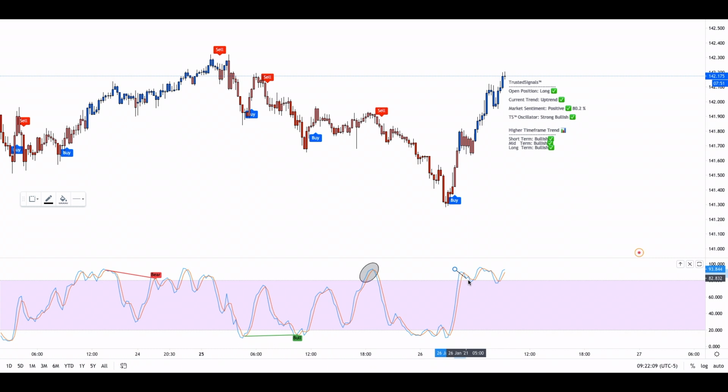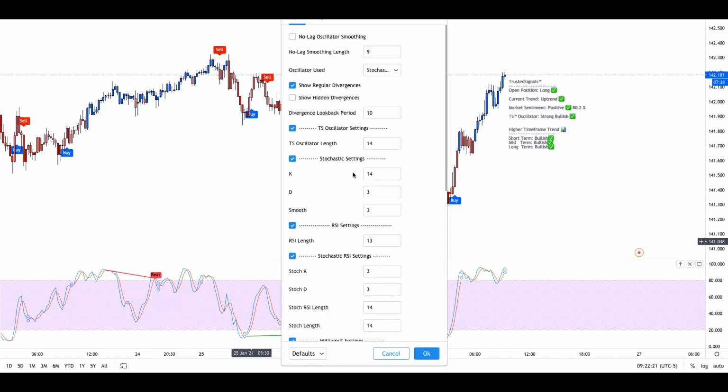The TrustedSignals Stochastic RSI already comes with the most optimal settings that our expert team could find. However, if you need to, you can change the settings so that it will fit your trading strategy better.